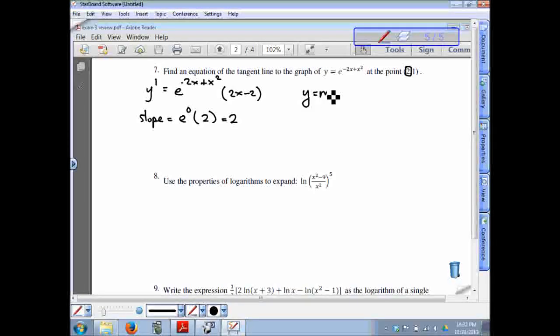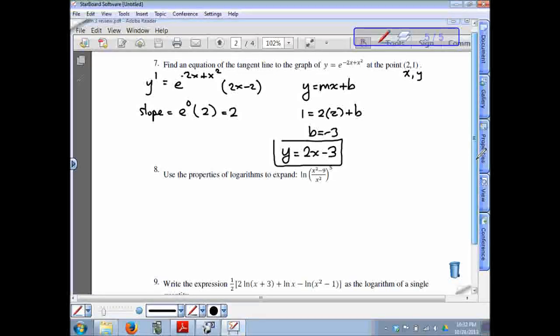Now our equation needs to be of the form y equals mx plus b. The slope goes in place of m. Okay, and now we can use this point as an x and a y value. So 1 equals 2 times 2 plus b. 2 times 2 is 4. Subtract 4 on both sides and we get b is equal to negative 3. So the equation is y equals 2x minus 3. It's the equation of the tangent line.